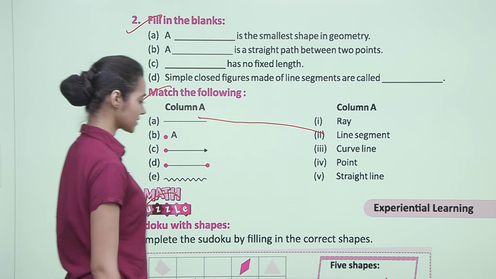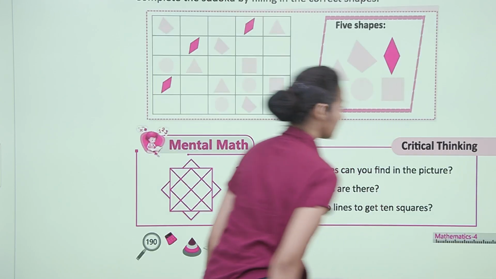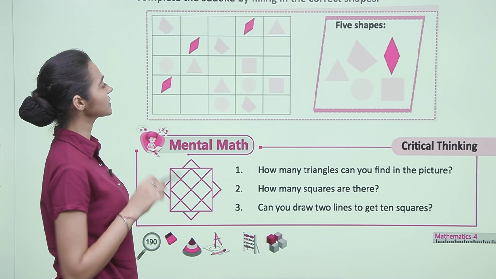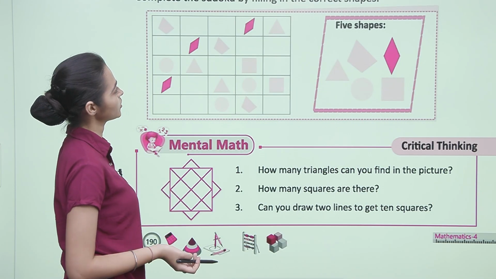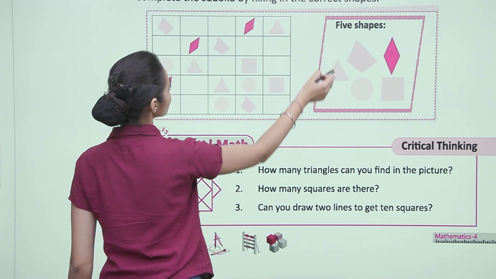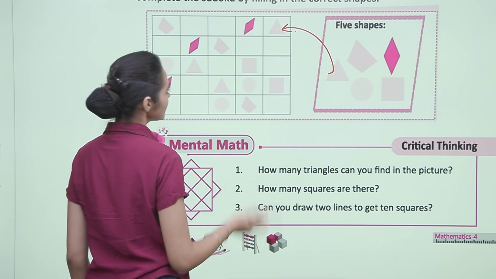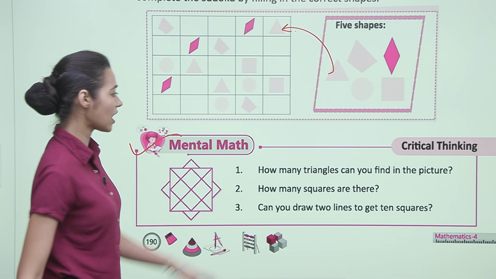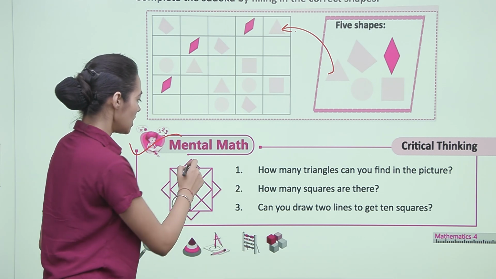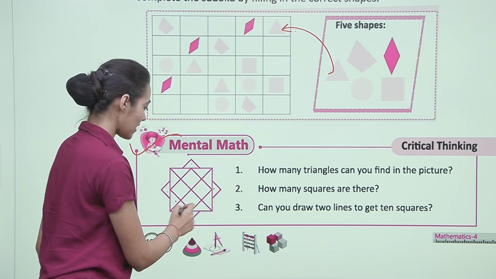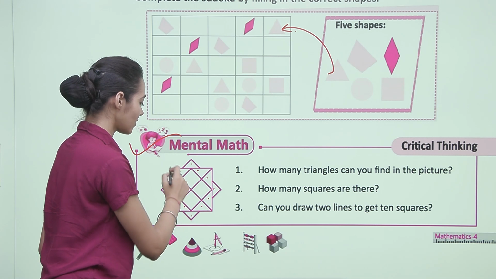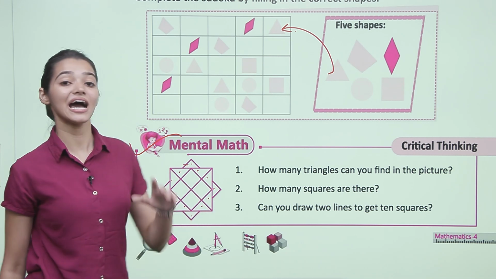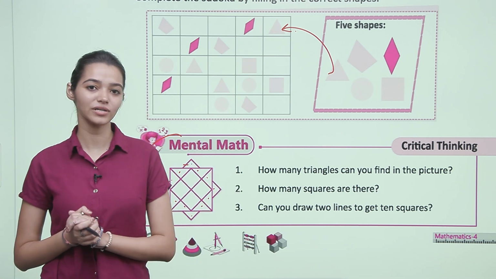Now next is our maths puzzle. Sudoku with shapes. Complete the Sudoku by filling in the correct shapes. You have to fill in these shapes here, like this one is a triangle. That's how you have to complete it. Next is mental maths. How many triangles can you find in the picture? Like 1, 2, 3, 4, 5, 6, 7, 8, 9, 10, 11, 12, 13, 14, 15, 16 and so on. That's how you have to complete it.